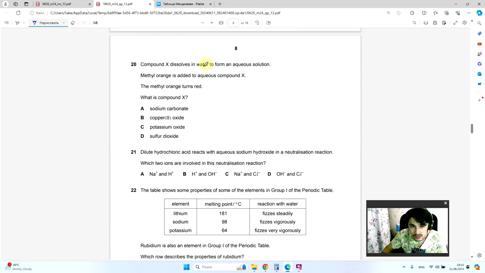Next, compound X dissolves in water to form an aqueous solution. Okay, methyl orange is added to aqueous compound X. The methyl orange turns red. What is compound X? Okay, so X produces aqueous compound. So it says us that it's soluble. So probably you're dealing with ionic compound. So this refers to that. Mostly ionic compounds are soluble in water. Methyl orange is added and it turns red. So what does it mean?